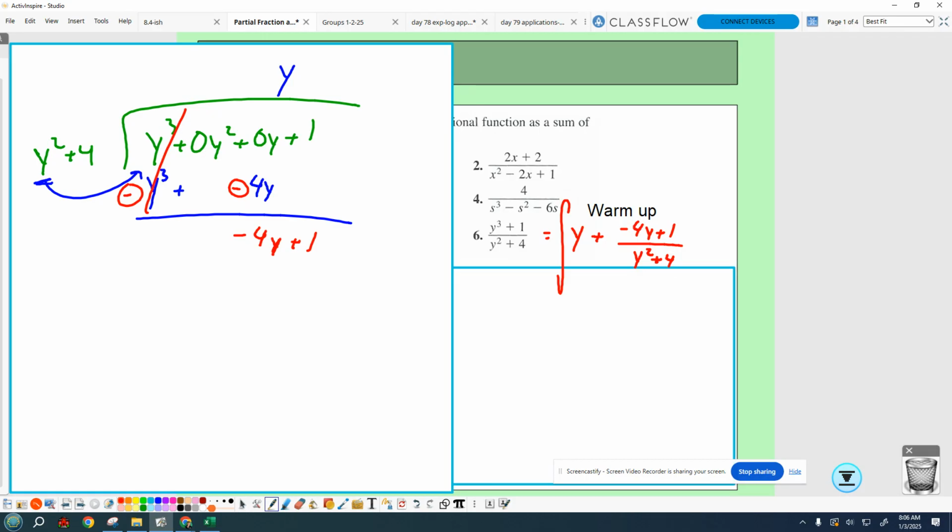I'm asking you to integrate that. Sadie, Adrian, and Flynn. The integral of y, I'll do that one for you. How do I do the other piece?